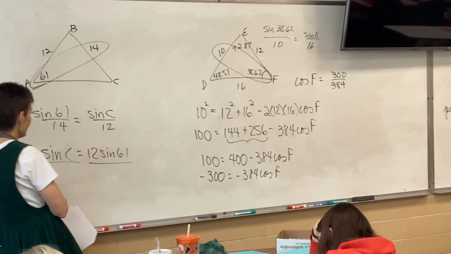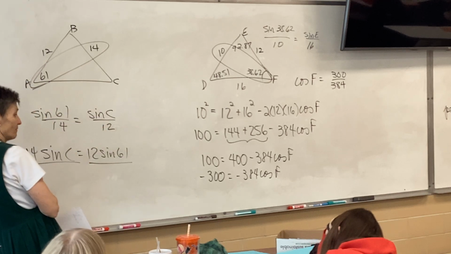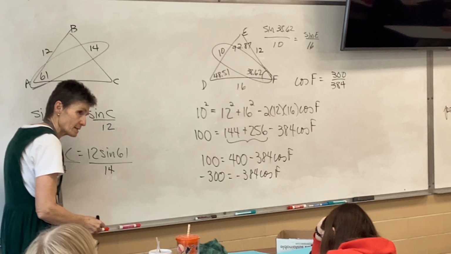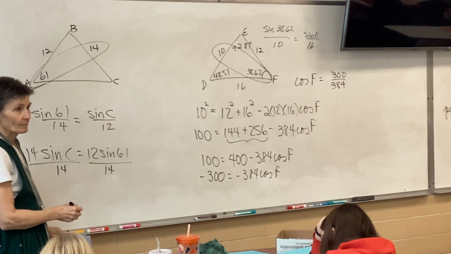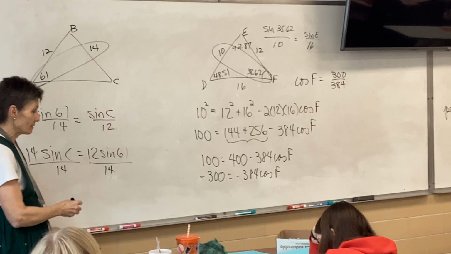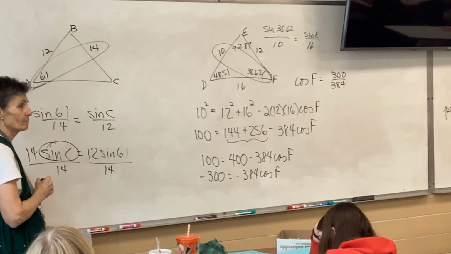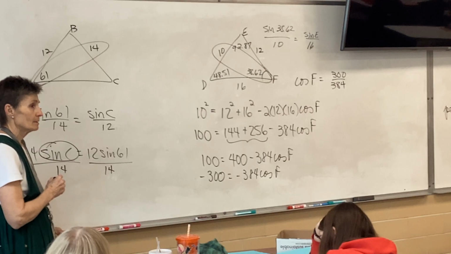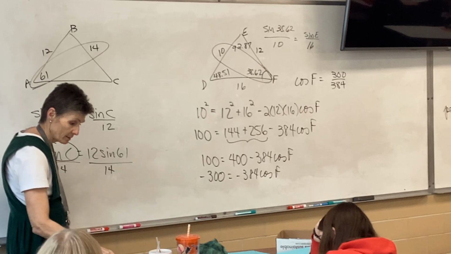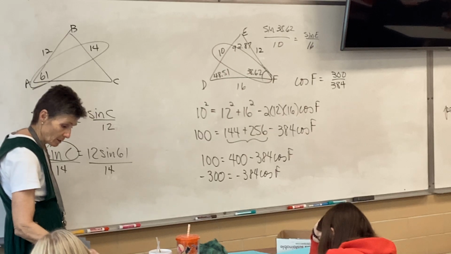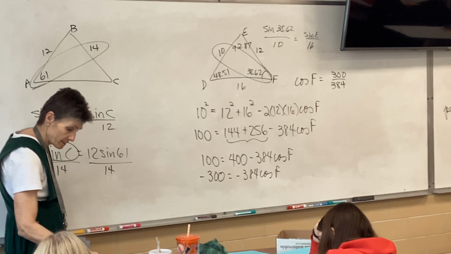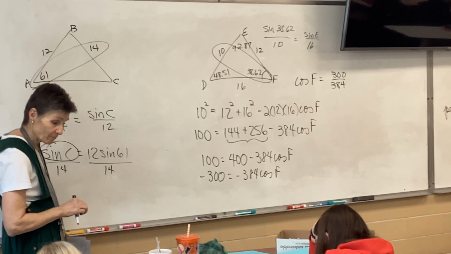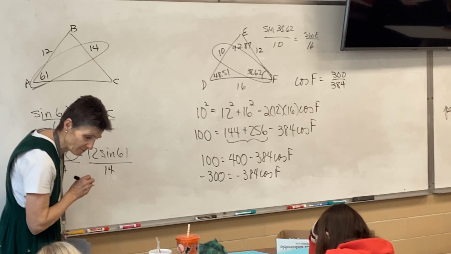And what am I going to divide by after I cross multiply? I'm going to divide by 14. Not 14 sine, that will make no sense. You will get error. You divide by 14. This is your variable. Now how am I going to type that in on my calculator? Second sine, inverse sine. So second sine, 12 sine 61 divided by 14. Did you get 48.62 or 48.56? Yeah.